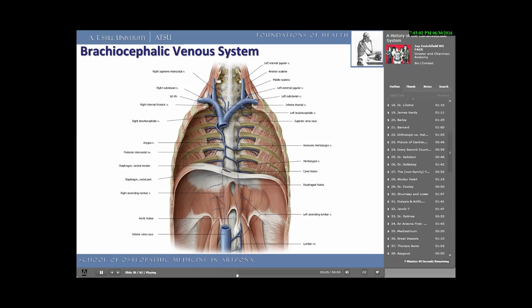We'll get into all of these details later, but for now, the structures that I want you to know include the superior vena cava, the inferior vena cava, the right brachiocephalic vein, the left brachiocephalic vein, the right jugular vein, the left jugular vein, the right subclavian vein, the left subclavian vein, and the large azygos vein.